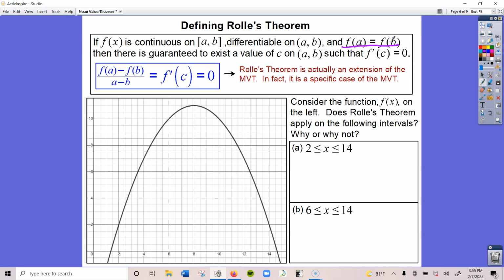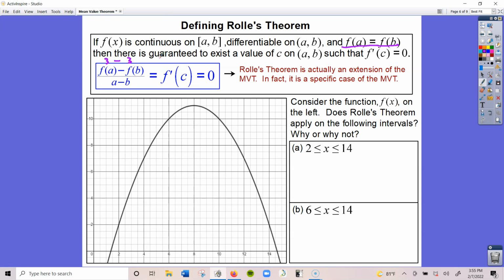If f of a is equal to f of b, so let's say f of a is 3 and f of b is also 3, if I subtract, I get 0 over your interval here, and 0 divided by anything would still be 0. Remember that this part here is the mean value theorem. But if f of a is equal to f of b, then that numerator would just be 0, so it would always equal 0. So essentially, Rolle's theorem is just a special case of the mean value theorem, where your derivative must equal 0.